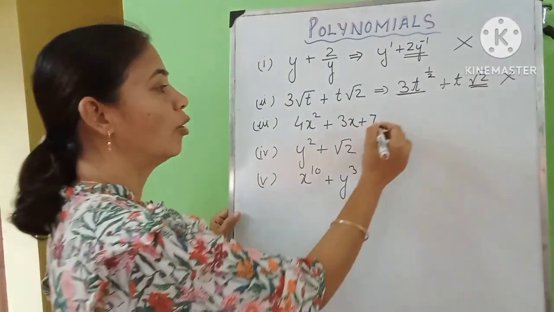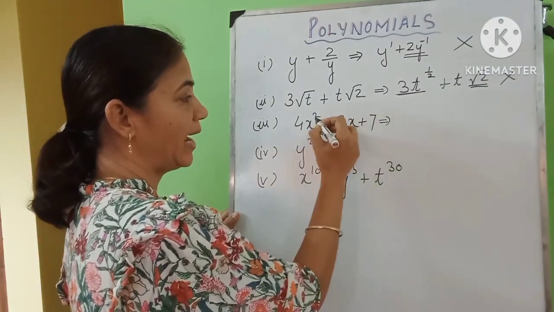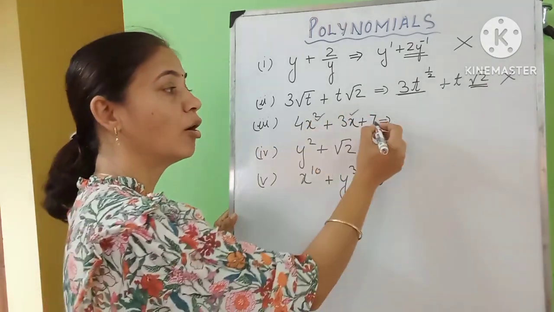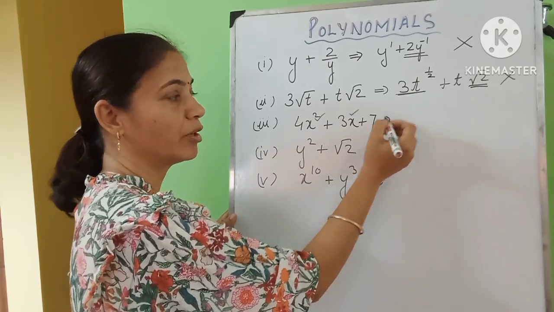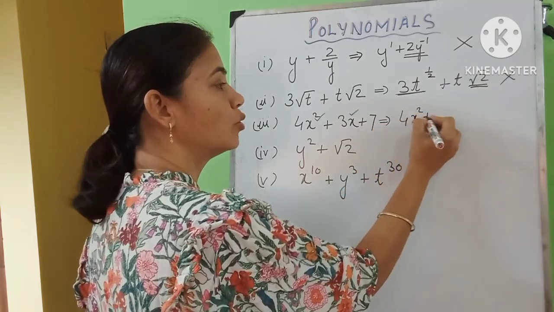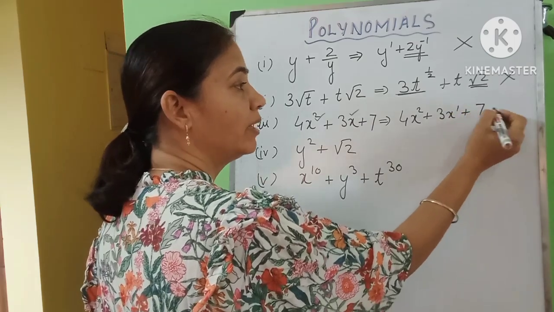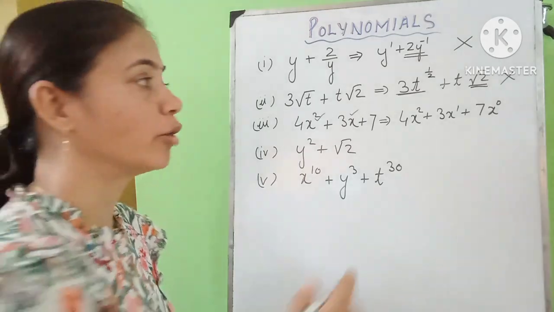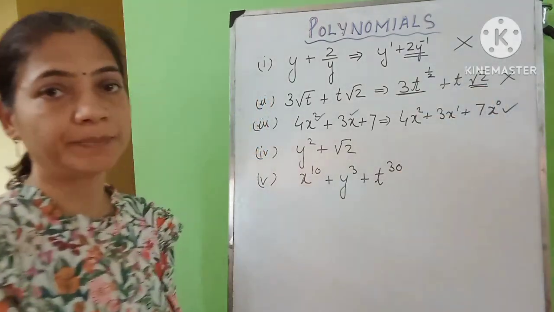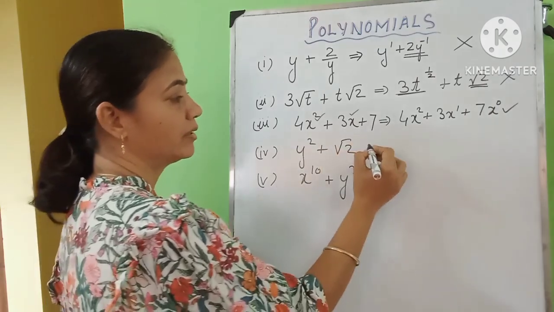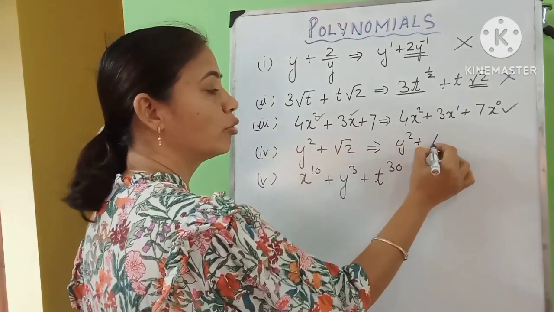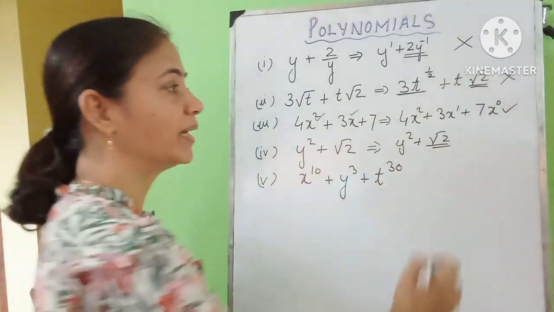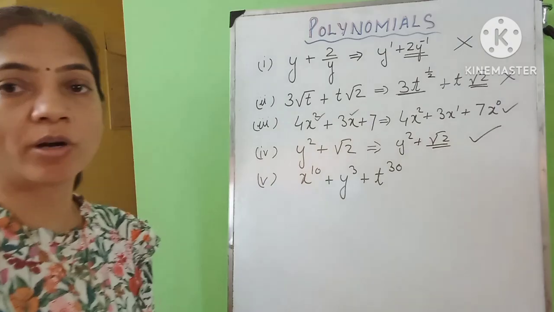Coming to the third one. Over here, x has 2 power. Okay, whole number. x has 1 power, which is a whole number. Over here x has 0 power because, as I told you, this is 4x squared plus 3x to the power 1 plus 7. Nothing is there means x to the power 0. Still it satisfies all the conditions of a polynomial. So yeah, this is a polynomial. What about this? This variable power is 2 and root 2. But root 2 is a constant term. So this will be a polynomial. Yes, this satisfies all the conditions for a polynomial.